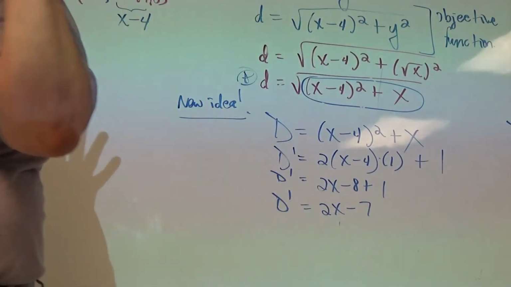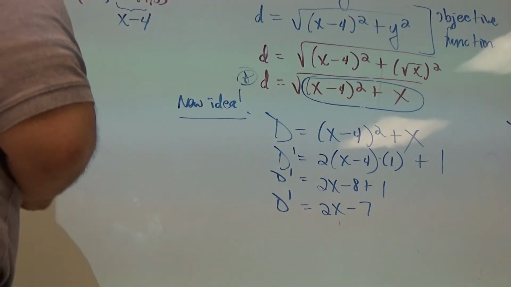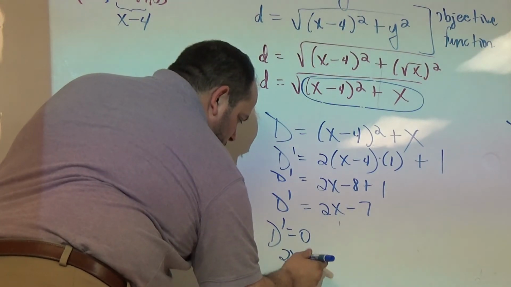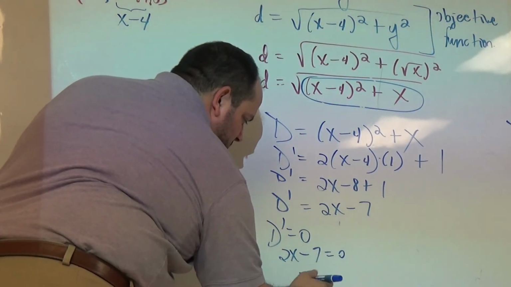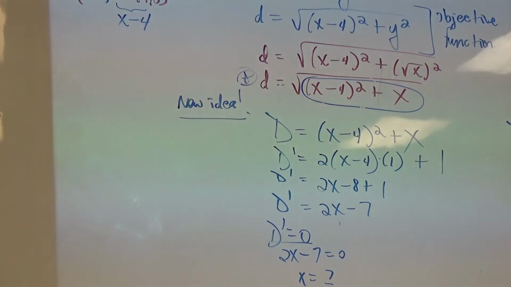Same thing. What's your next move? You found the derivative. Why did we find the derivative? What are you trying to do? So D prime equals 0. So 2x minus 7 is equal to 0. That should mean x equals 7 over 2. Not done.